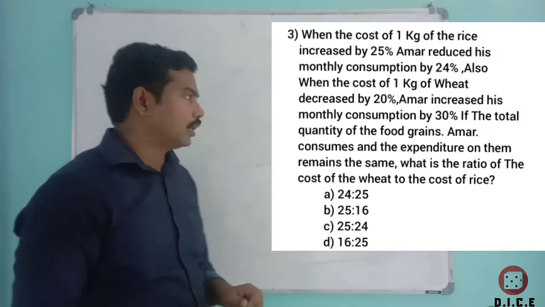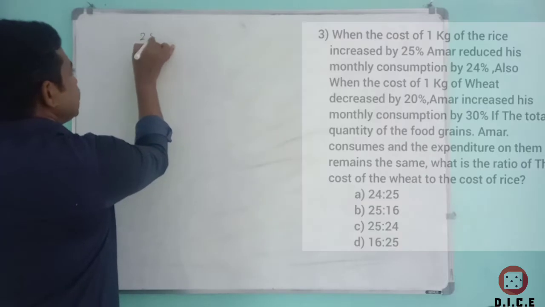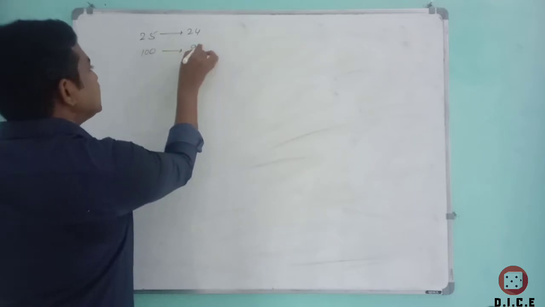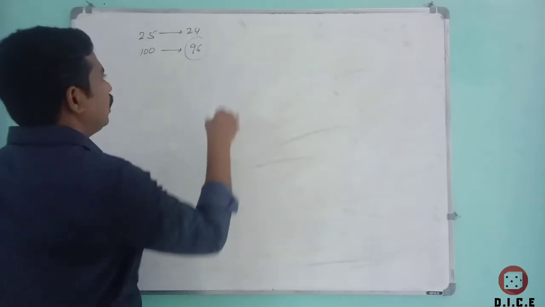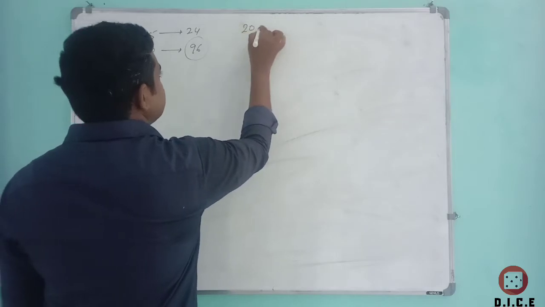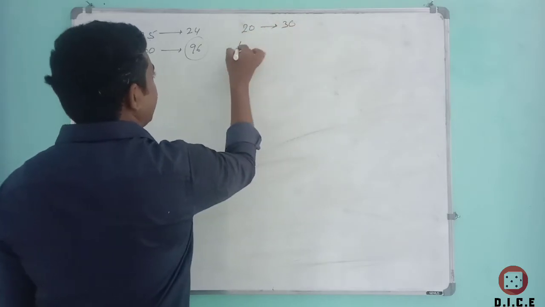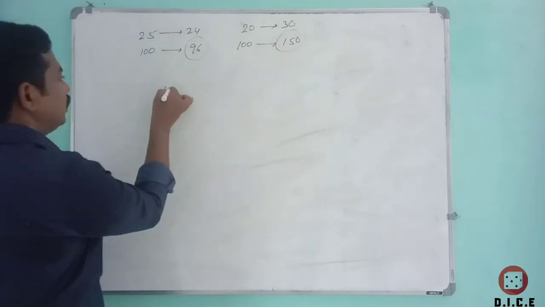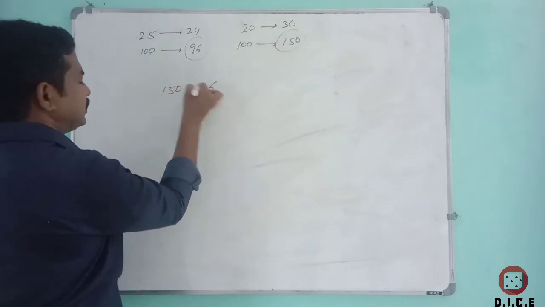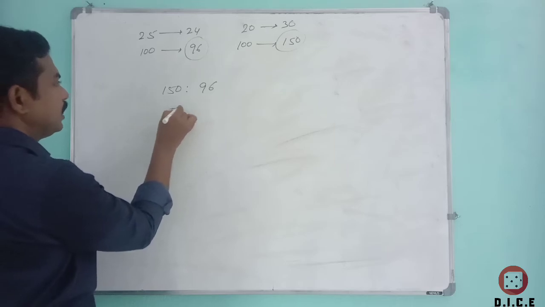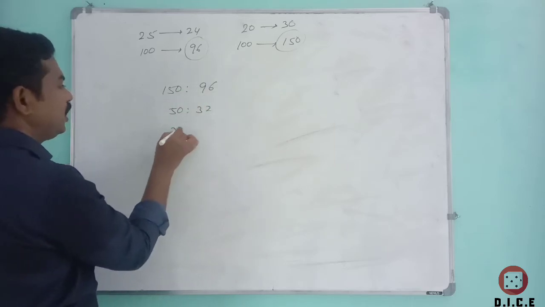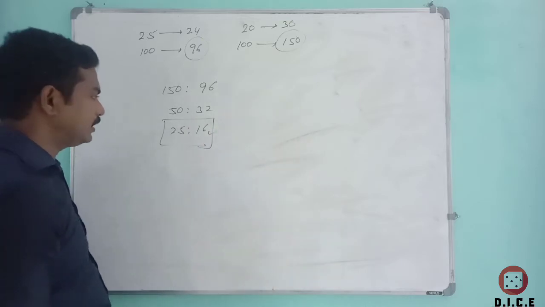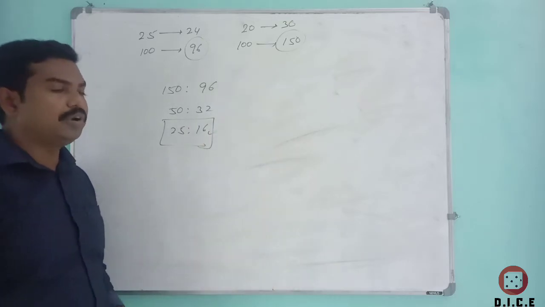If you see the shortcut here, for 25% he reduced by 24. What will be 100? That is nothing but 96. Simple. If 20% is decreased, so he bought 30 more. What will be 100? That is nothing but 150. Therefore, the answer is 150 is to 96. Therefore, 6 times 25 and 6 times 16. 25 is to 16. That is the answer. The ratio of wheat to rice is nothing but 25 is to 16.